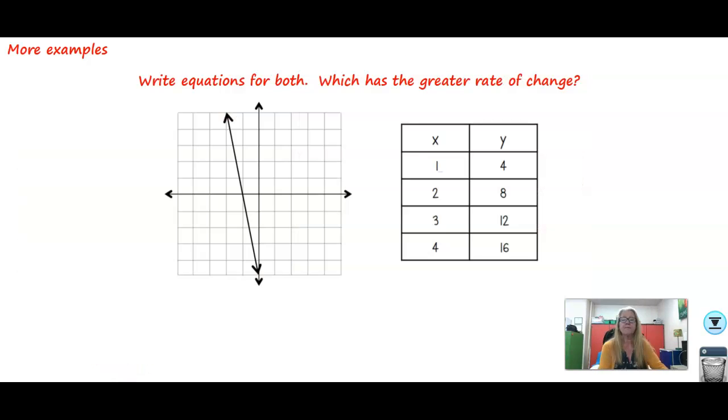Here we go. Okay, so what you're going to be doing for each of these is you're going to write a linear equation, a y equals mx plus b for each one, and then you're going to compare the rates of change and the initial value. I'll show you what I mean.